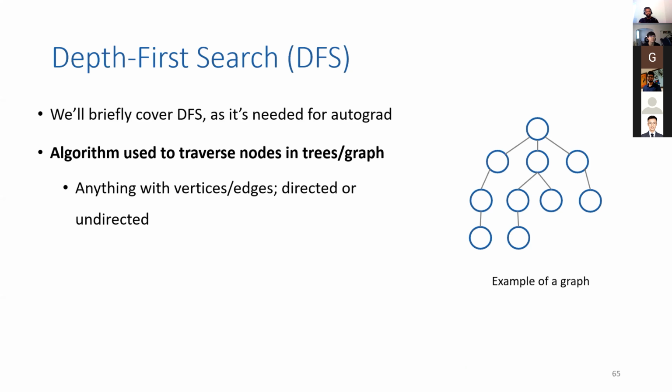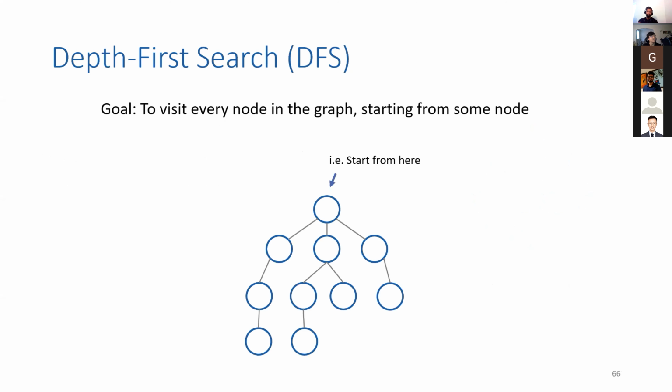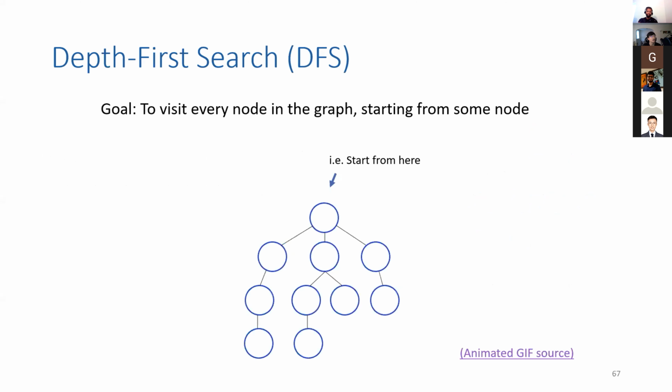So essentially anything with vertices and edges, you can traverse with DFS. I believe that's a mathematically valid statement. But yeah, essentially how we do that is you start from any node in the graph. So it doesn't have to be that top one over there. We can start from any node.